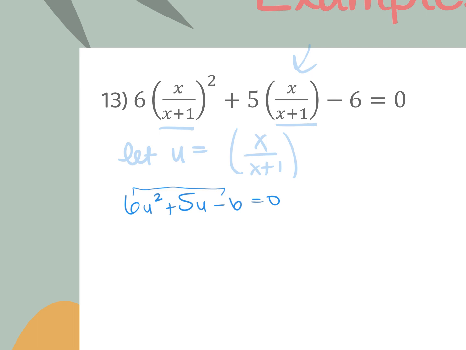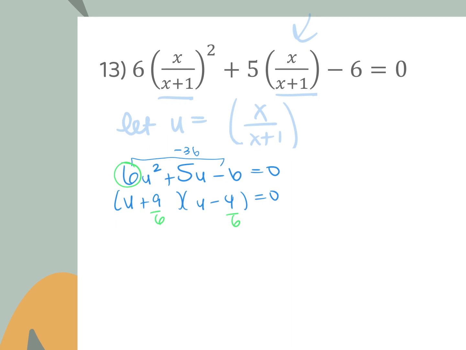Factors of 6 times negative 6 is negative 36. That's going to multiply to give me negative 36. So that would be u plus 9, u minus 4. Again, guys, your a term is not 1, it's 6. So we need to divide both of these by 6. So that leaves me with u plus 3 over 2 and u minus 2 over 3. Both of these are set equal to 0.